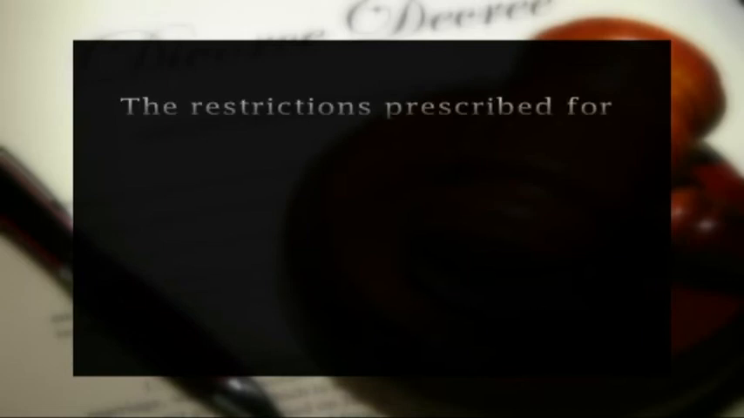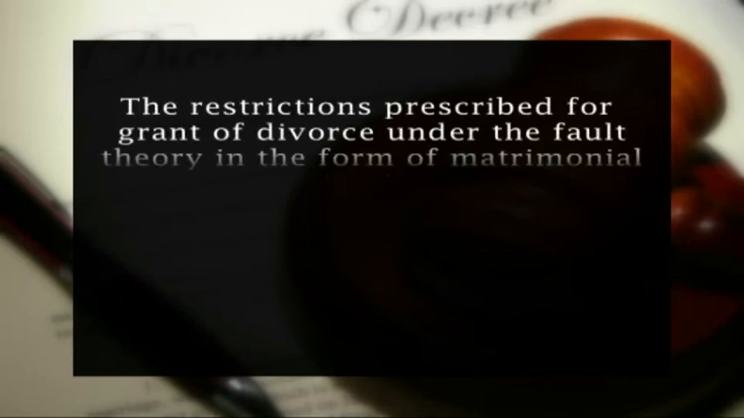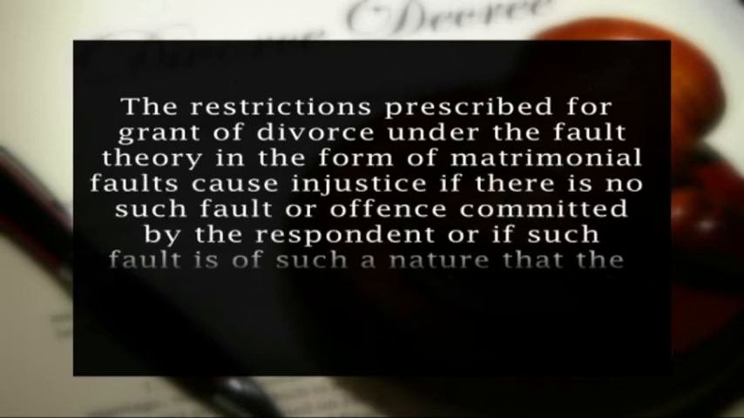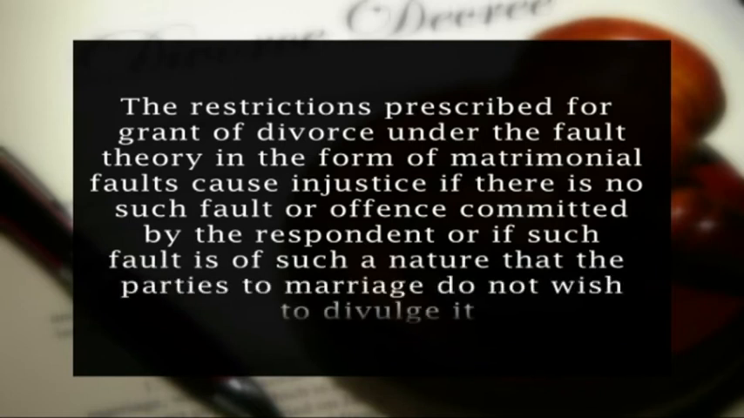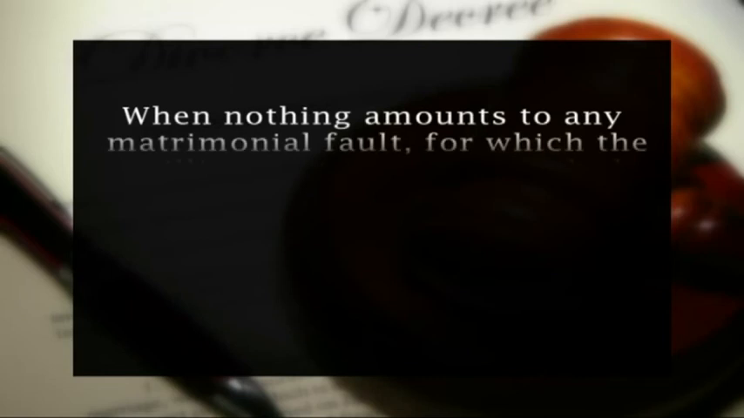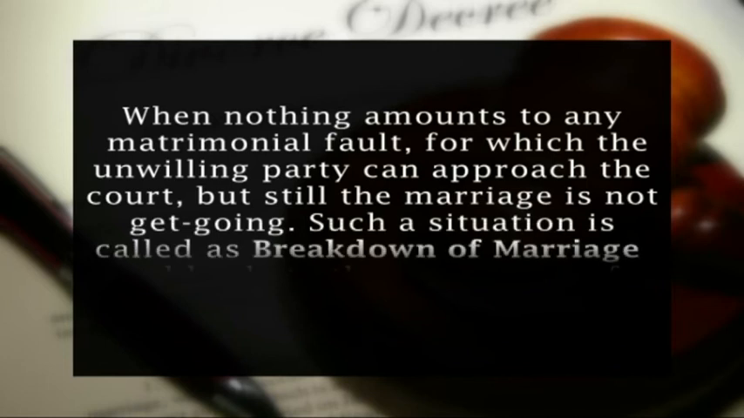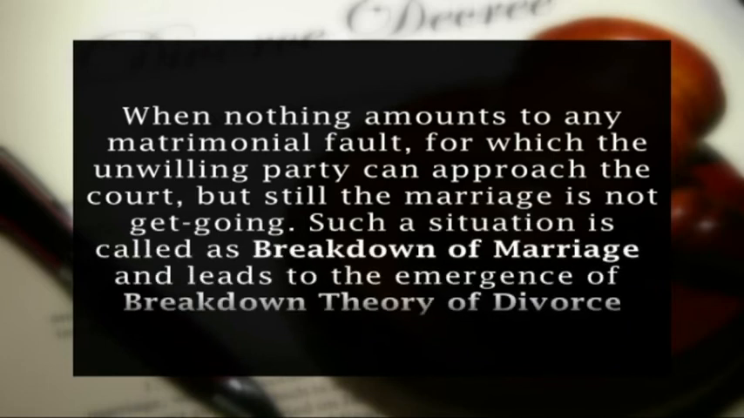The restrictions prescribed for grant of divorce under the fault theory in the form of matrimonial faults cause injustice if there is no such fault or offence committed by the respondent, or if such fault is of such a nature that the parties to marriage do not wish to divulge it. It will lead to a situation where nothing amounts to any matrimonial fault for which the unwilling party can approach the court, but still the marriage is not going on. Such a situation is called breakdown of marriage and leads to the emergence of the breakdown theory of divorce.